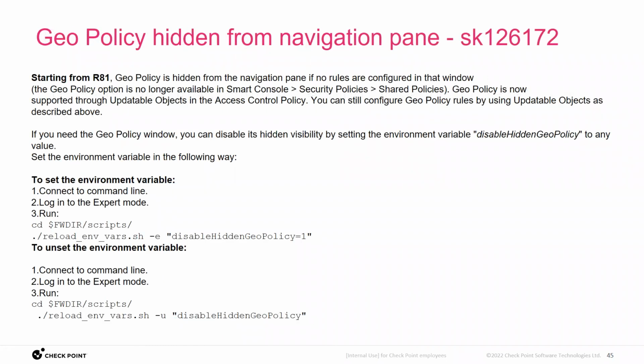If the geo policy, this is that first tool that I talked about, is not on your navigation pane, it's probably because you're on R81 and you have not used it previously. It may be disabled by default. You can re-enable it by using this SK article. It's basically just running this command in expert mode, and it will make it visible again on your policy.